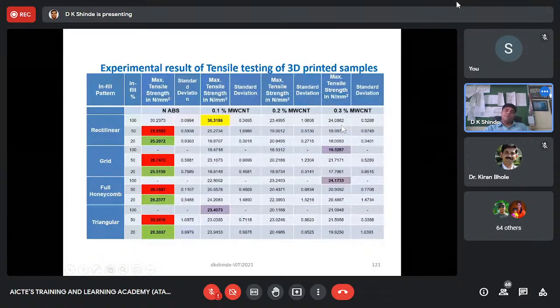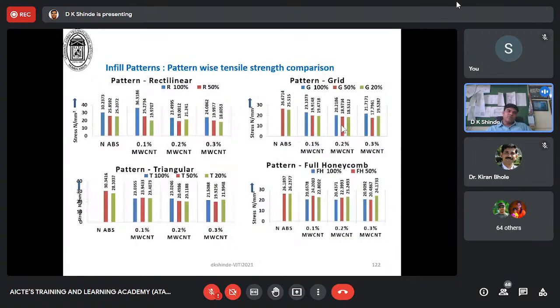What is the effect of infill pattern and infill percentage, four infill patterns with their percentages, on adding the weight percentage of MWCNT has been thoroughly understood and analyzed here. If you look at the tensile strength, with those natural ABS components that were pulled and seen, here 0.1% has shown the highest.